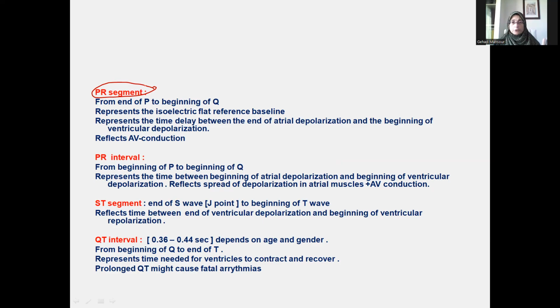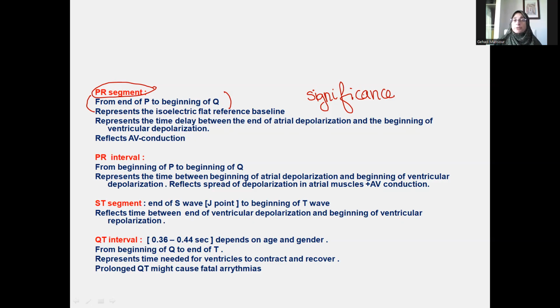This is the first question. What does the PR segment refer to? So you would say that it is the segment between the end of the P wave and the beginning of the Q wave. But you might also be asked about the significance of the segment. The segment represents the duration of time or the delay between the end of atrial depolarization and the beginning of ventricular depolarization, which simply means AV conduction.